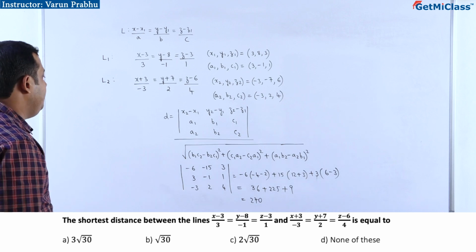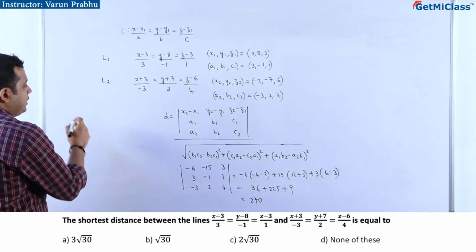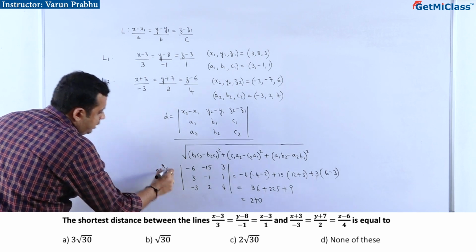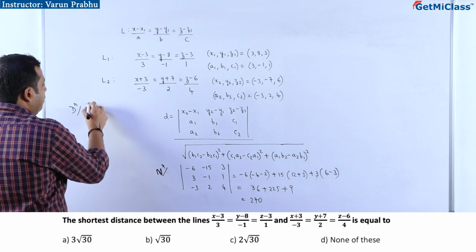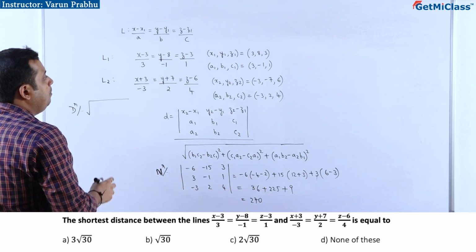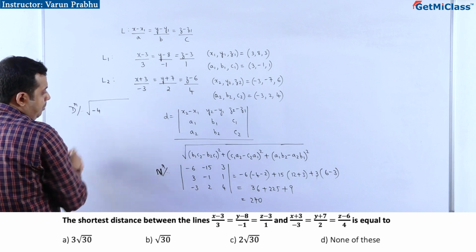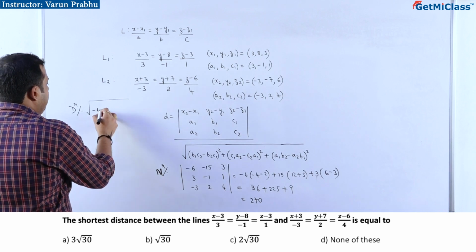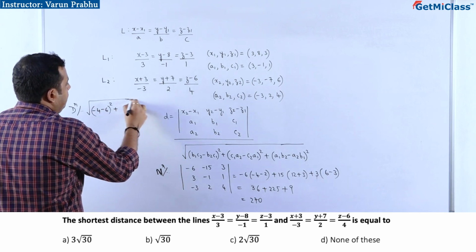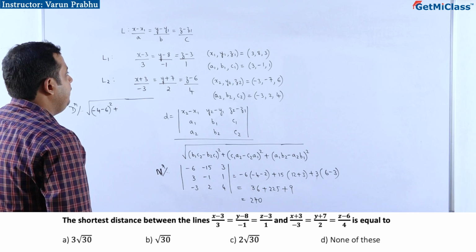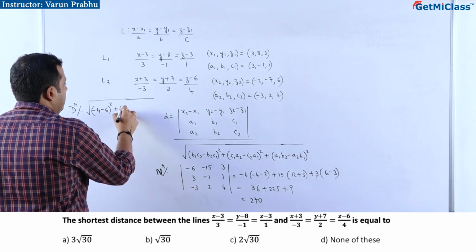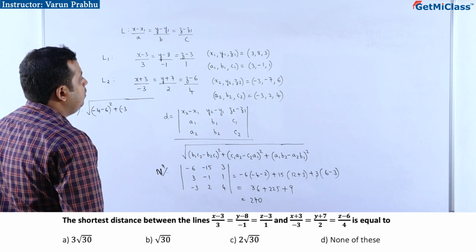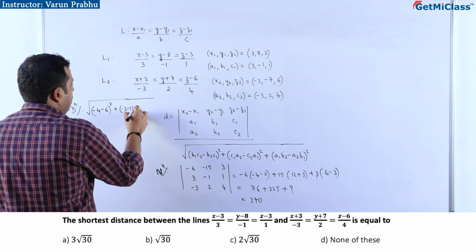This is divided by the square root of (b1 c2 minus b2 c1) the whole square. Let's calculate the denominator now. That was the calculation of the numerator. So b1 c2 is minus 1 into 4, which is minus 4, minus b2 c1, which gives minus 6, the whole square, plus c1 a2 minus c2 a1. c1 a2 is 1 into minus 3, that is minus 3, and c2 a1 is 12, so minus 15, the whole square.